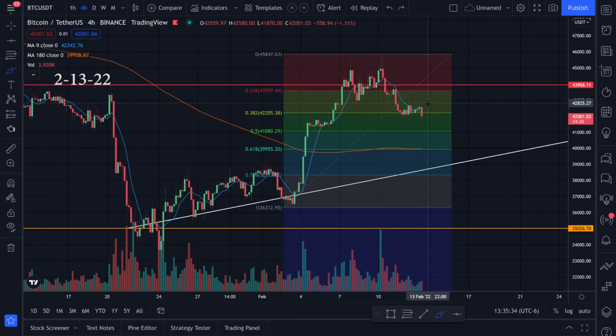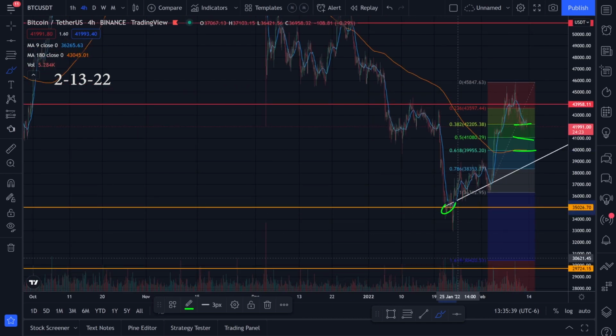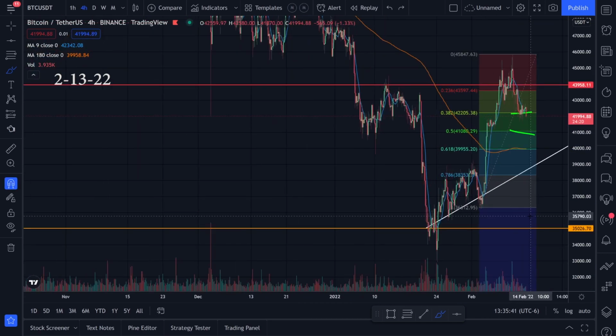It's good to dollar cost average because now I can either play around with these levels right here, or I could look for the bottoms, or both, or all of them. That's what I'm pretty much going to do.